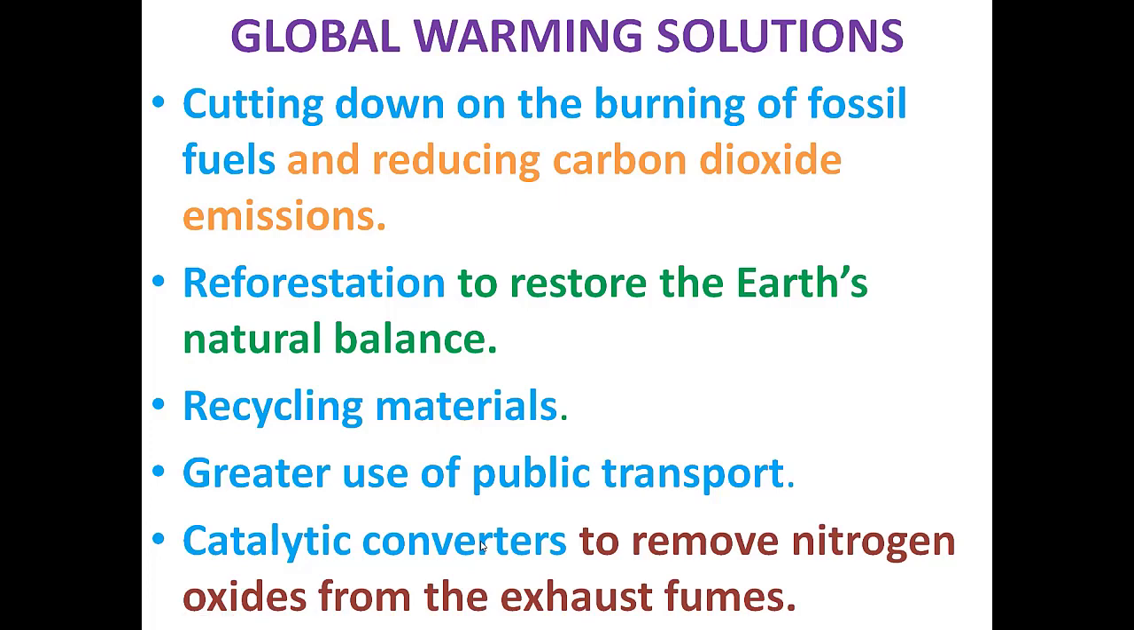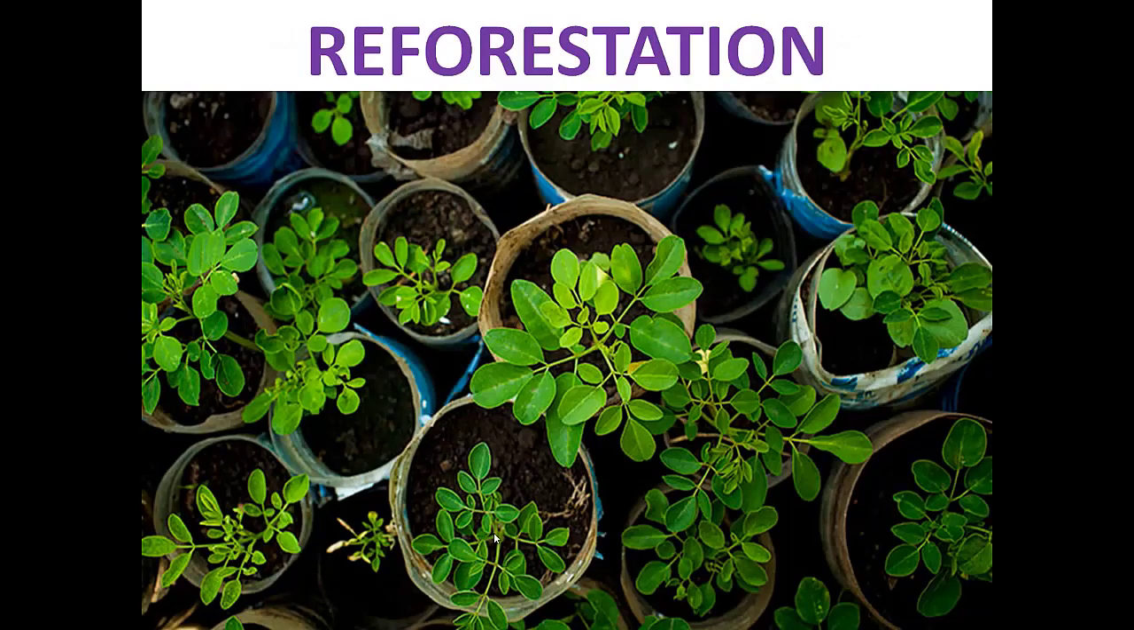These are the solutions. Once again: cutting down on the burning of fossil fuels, reforestation, recycling materials, greater use of public transport, and catalytic converters being used in vehicles to reduce the nitrogen oxides from the exhaust fumes. One of the solutions is reforestation. We need to plant more and more native plants and more varieties of new trees and plants to counterbalance the deforestation and to reduce the risk of global warming.